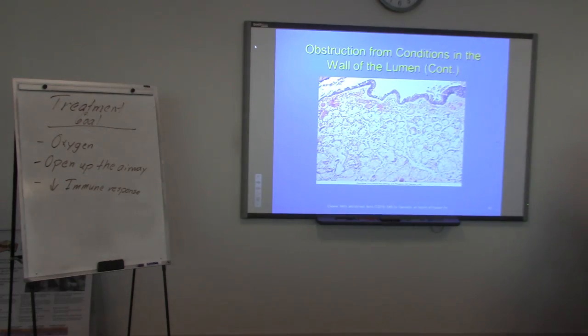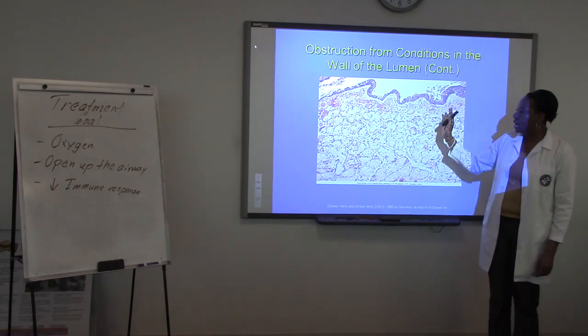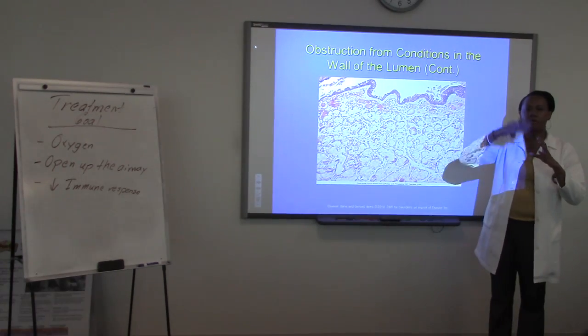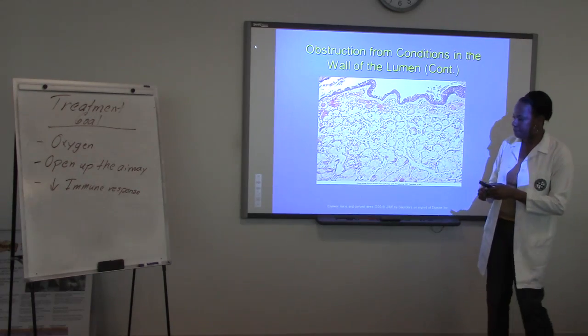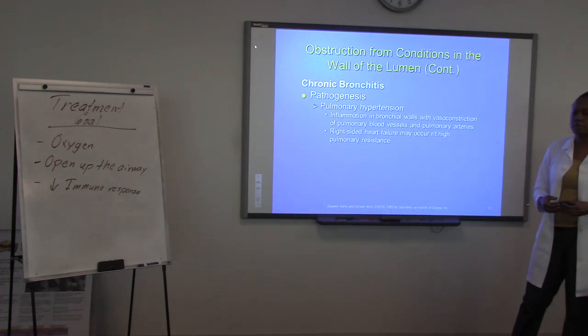Okay, so this is a histology slide, and you don't have this picture on your picture pages, okay. I'm not going to test you on this, but this is just showing you the alveoli and how it's filled with all the immune cells and clogging up, okay, the alveoli. So here we go, pulmonary hypertension.